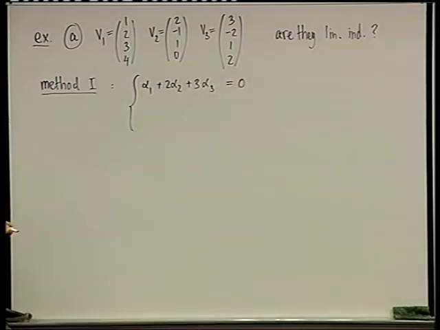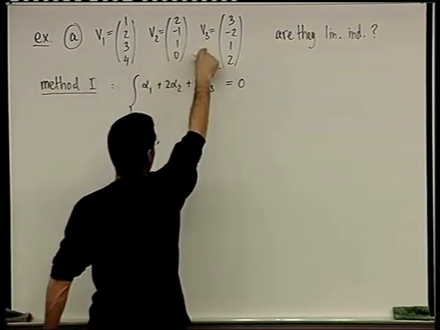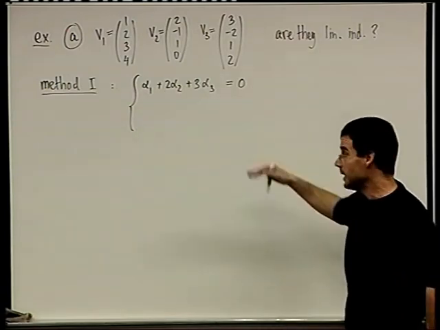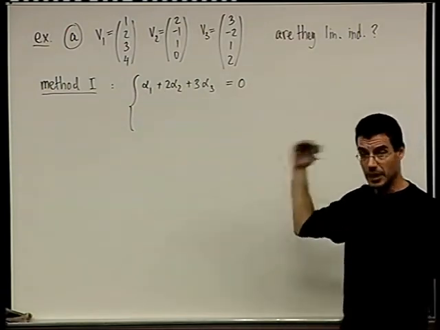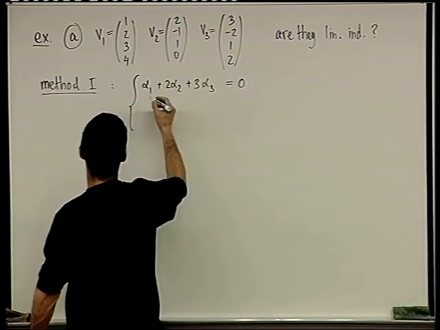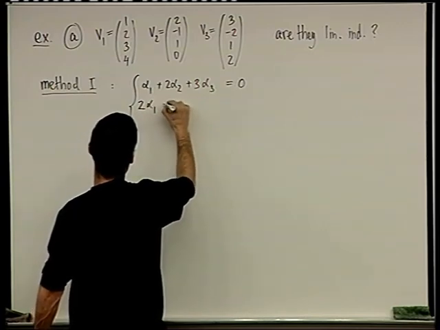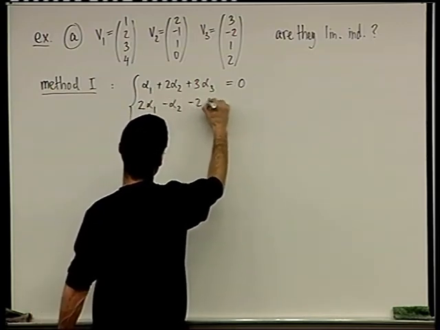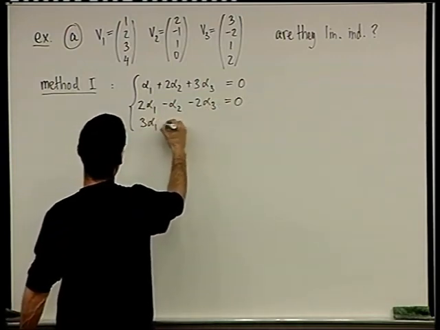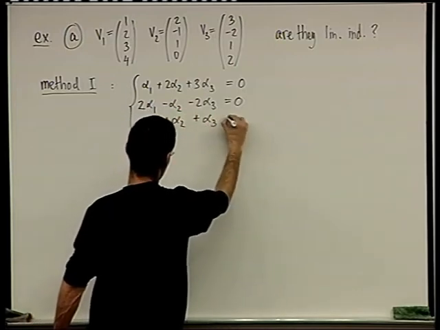Do you see where this came from? Why this is the first equation? I'm writing alpha 1 V1 plus alpha 2 V2 plus alpha 3 V3 equals 0, 0, 0, 0, and then spelling out each line separately, each entry separately. This is the first equation that I'm going to get. The second one is going to be 2 alpha 1 minus alpha 2 minus 2 alpha 3 equals 0. The third one is going to be 3 alpha 1 plus alpha 2 plus alpha 3 equals 0.